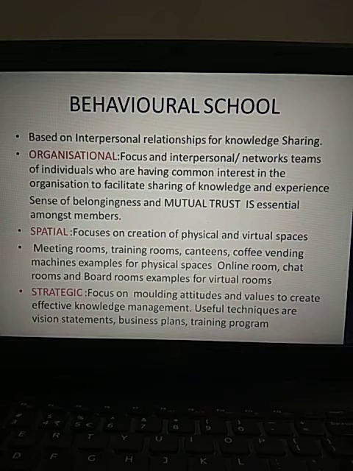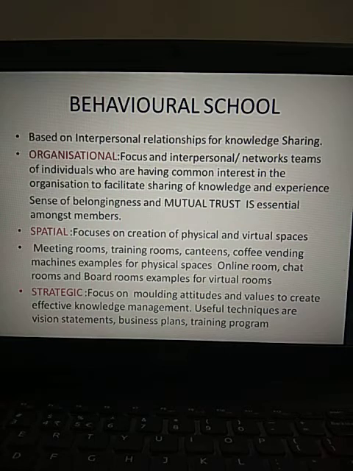The behavioral school is mainly based on what we call the internal or interpersonal relationships of the organization, or the employees working in a company. So it is based on interpersonal relationships for knowledge sharing. Here, what are the subsegments? Organizational, spatial, strategic. Under organizational, the focus is on interpersonal network teams of individuals who have a common interest in the organization to facilitate sharing of knowledge and experience. A sense of belongingness and mutual trust is essential among the members.